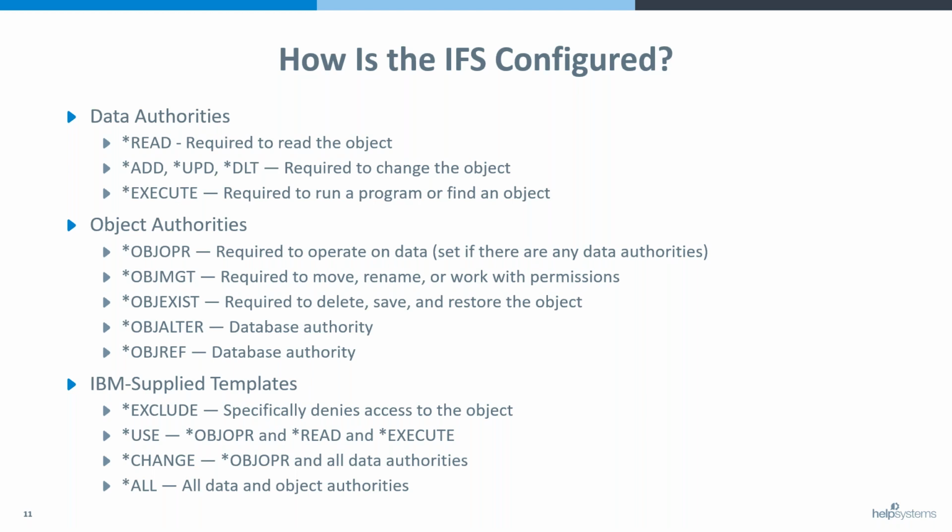Now, when we actually look at the IBM-supplied templates, exclude is going to specifically deny access to that specific object. Use is going to allow the object operational, read, and execute. Change adds the object operational as well as all of those data authorities. And then all actually really literally means all. You've got all data and object authorities with that.